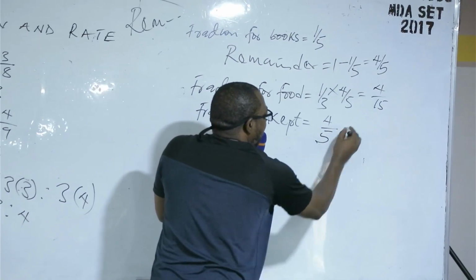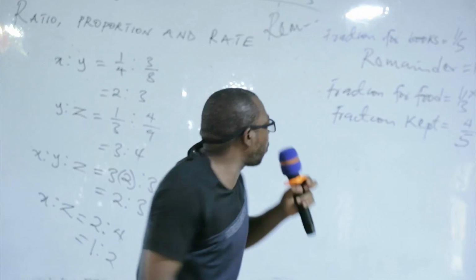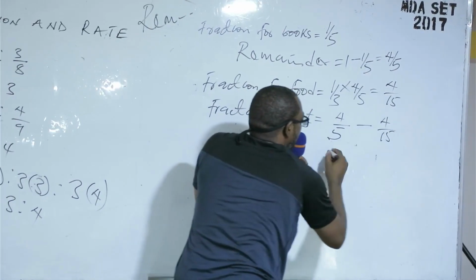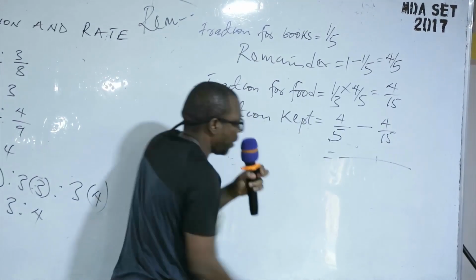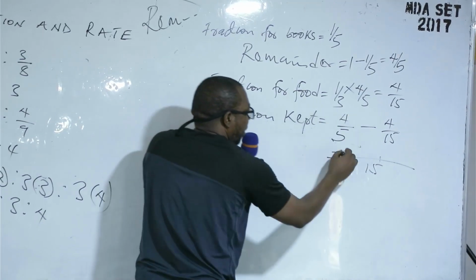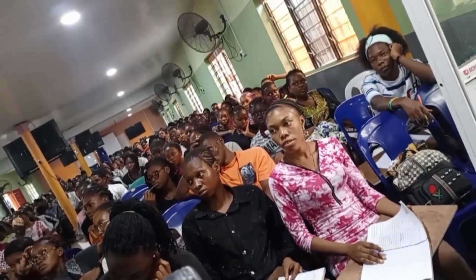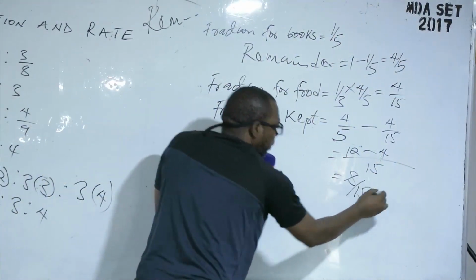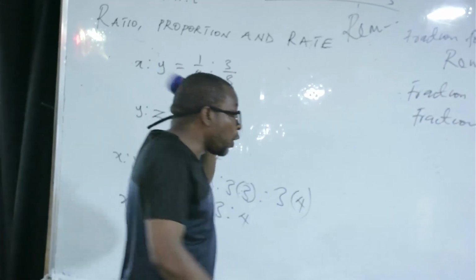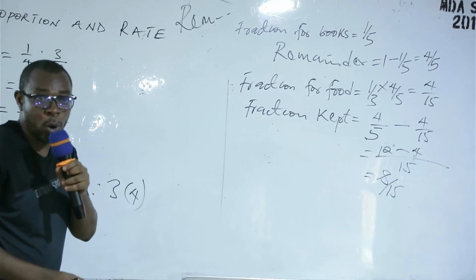From 4/5, remove the next fraction spent. What was the next fraction spent? 4/15. So what is my LCM? It is 15. 5 into 15 is 3, times 4 is 12 over 15. And when you subtract, what do you get? It is very simple.